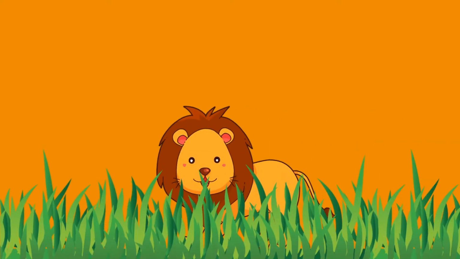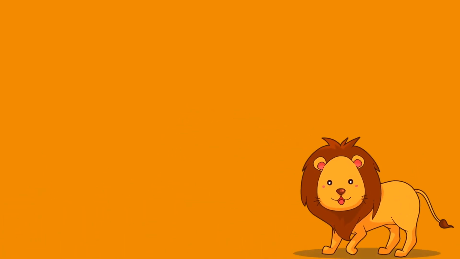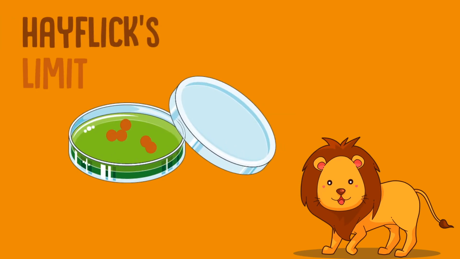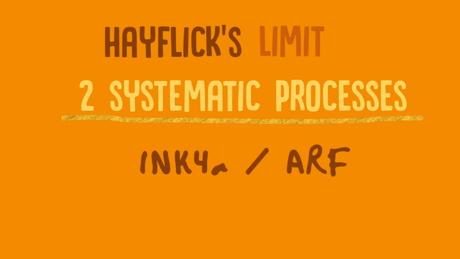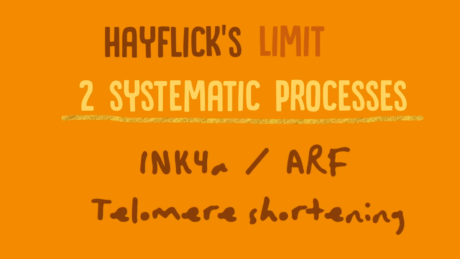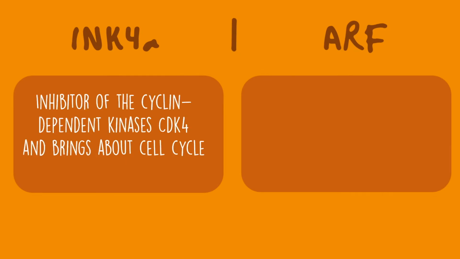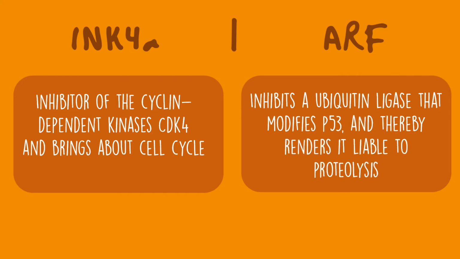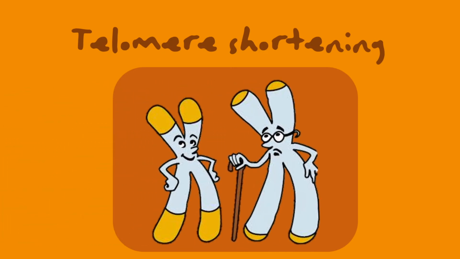Studies on mammalian cells grown in primary culture show that they tend to slow down and eventually stop growing after a certain number of passages. This is known as the Hayflick limit. There are two systematic processes that explain this. One is the INK4A or the telomere shortening. The telomere shortening is a mechanism that approximates the ability of cells to count their divisions over many cycles.